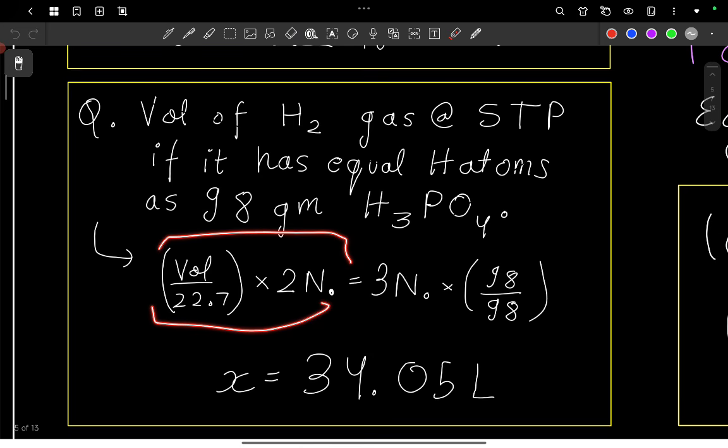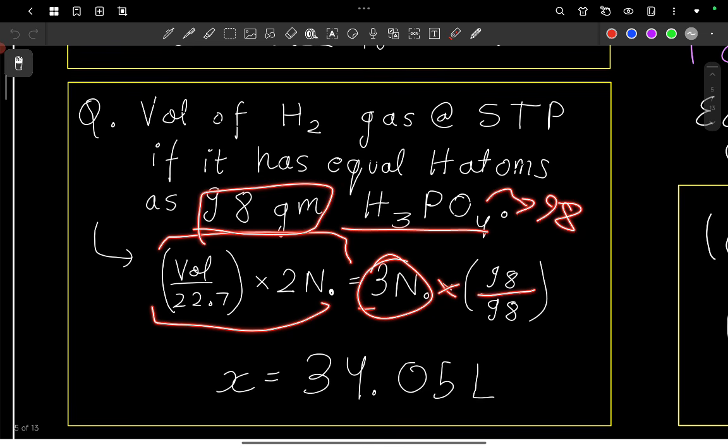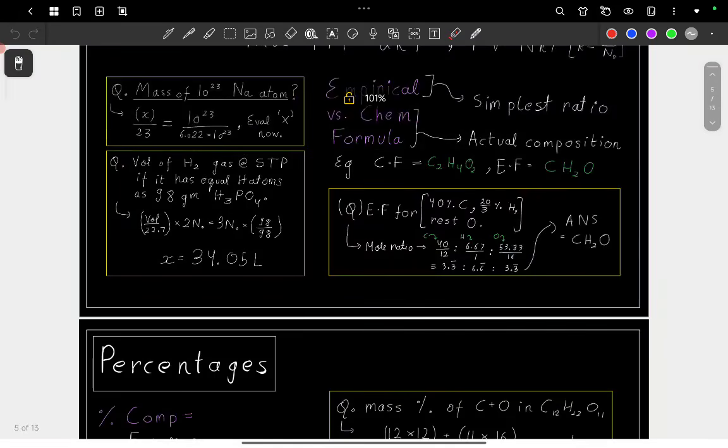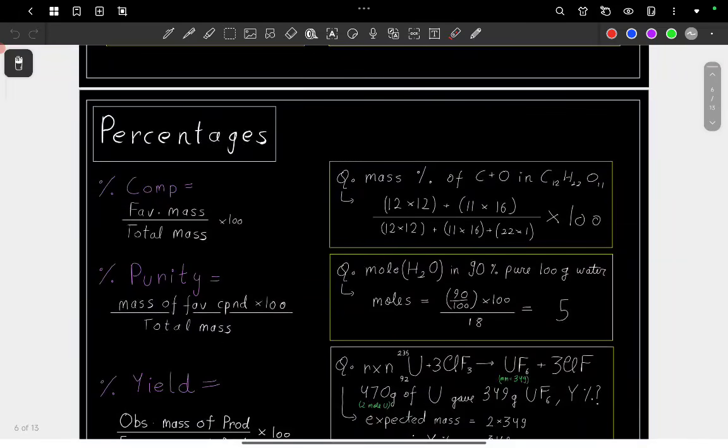And this quantity is equal to 3 times the Avogadro number into the number of moles of H3PO4. Its molar mass is 98 and we are given 98 grams. So this is just 1 mole, and hence the X comes out to be 34.05 liters.